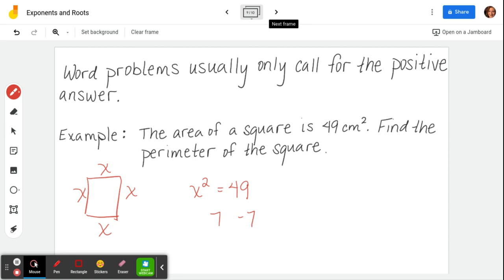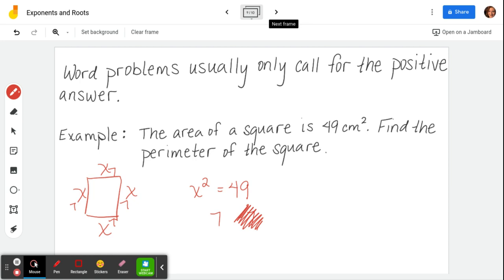But you can't have a negative side length. How could you have a drawing where you measure something and get a negative measurement for it? That would not exist for a length of a shape. So that means each side of my square has to be 7.